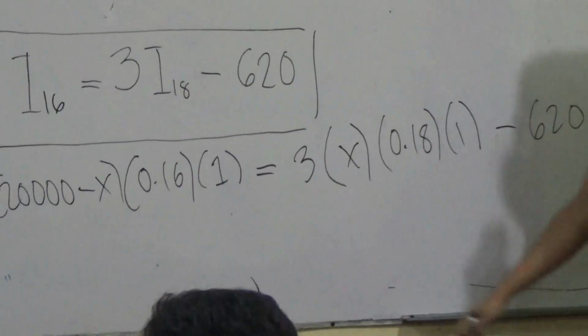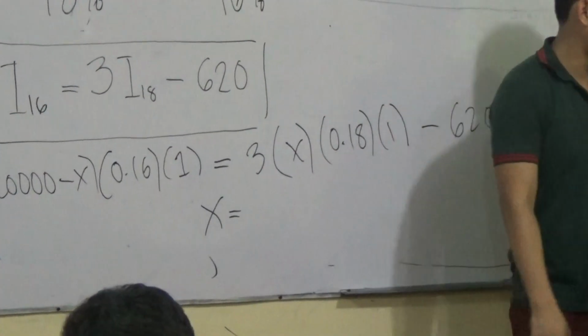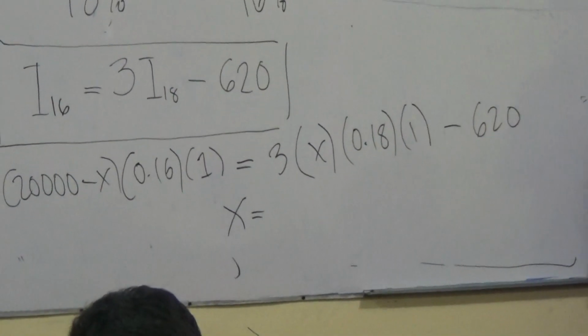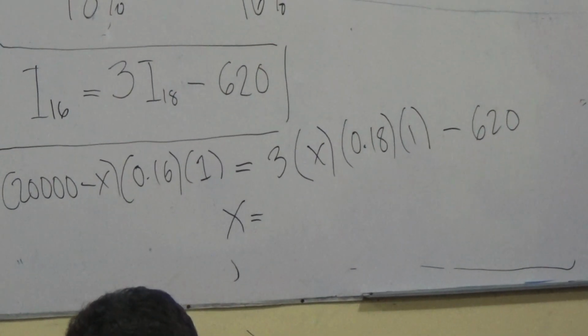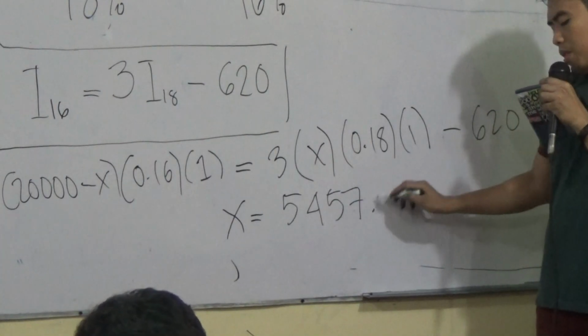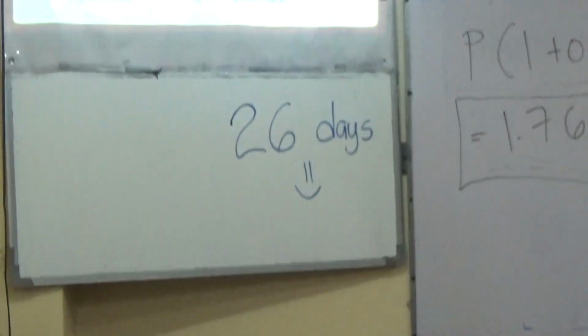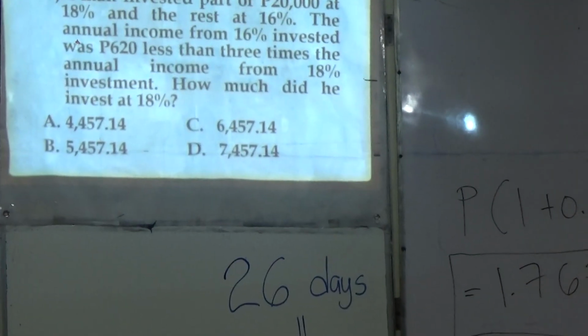So, how much did he invest at 18%? Shift solve, kung paano sa X. So, in-invest natin is 5,457.14 pesos. So, this is the investment at 18%.